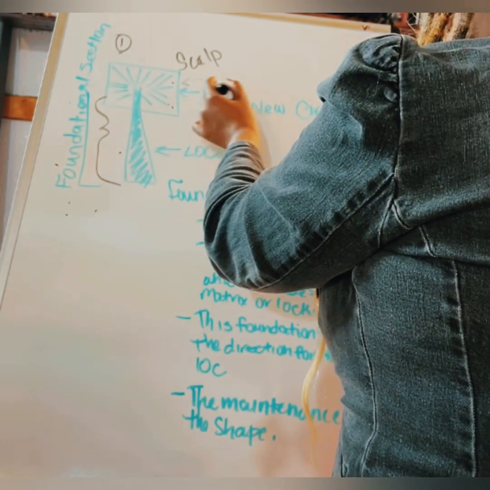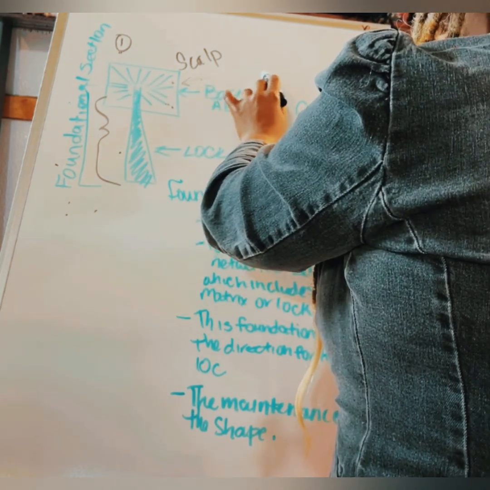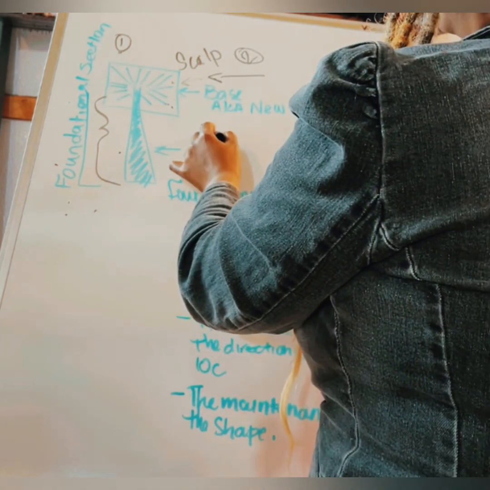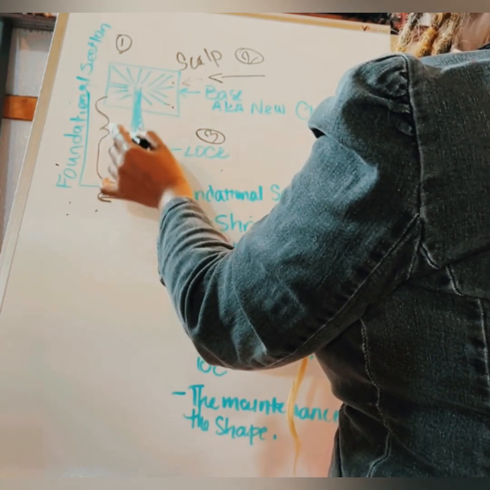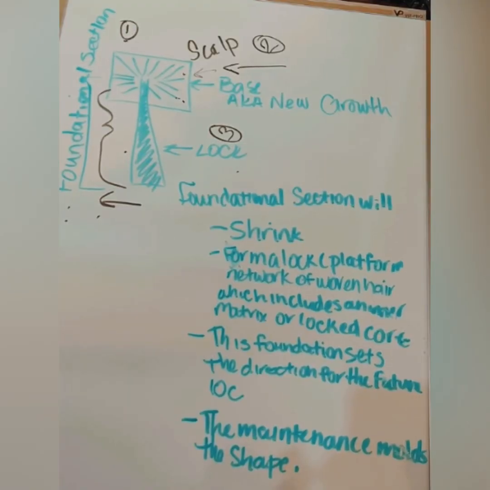And then she talks about the new growth, which is right here. This is the base, which is the hair that is just growing above the scalp. Okay, and then she talks about the lock. So the lock is the foundational section that started off as a braid or a twist that eventually lost that pattern and turned into a lock. As the new growth emerges, the foundational section will condense, shrink, and lose its pattern. So that foundational section, that section that's considered the initiation or the install, will eventually shrink, and on top of shrinking, it will also lose its pattern, therefore forming a lock.